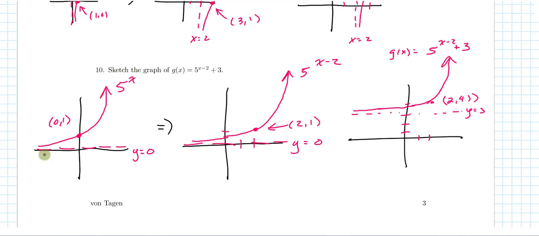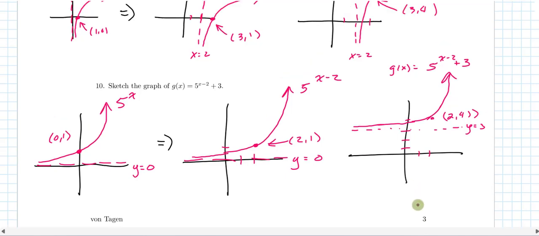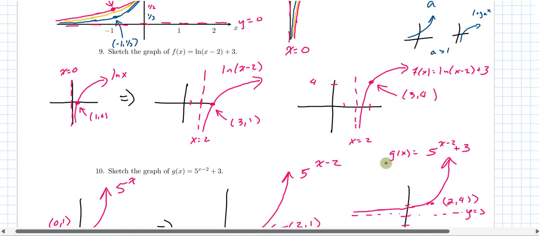So I used my knowledge of the base exponential function, and then I used my knowledge of transformations to sketch this graph. Folks, we'll get more practice with this in class, but I wanted to get you ready to see these transformations so that they're not unfamiliar once we get started.